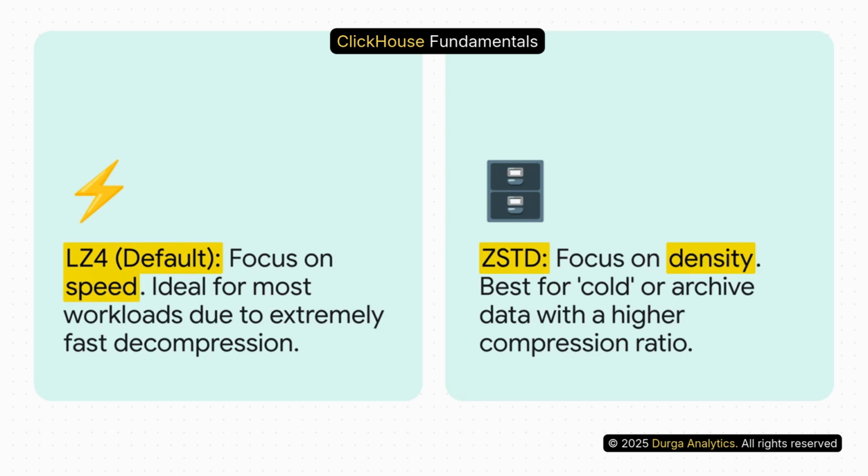Then you have ZSTD. ZSTD is all about density. It'll give you a much better compression ratio, which makes it an awesome choice for cold data or archival data, where squeezing out every last megabyte of disk space is your main priority.